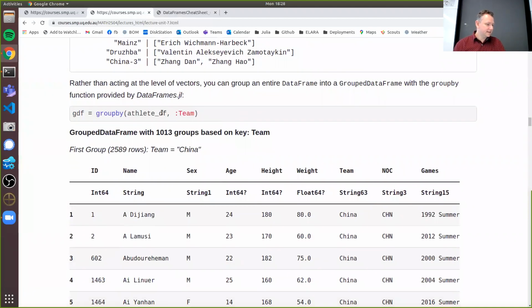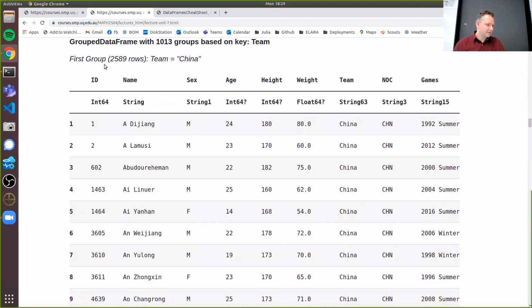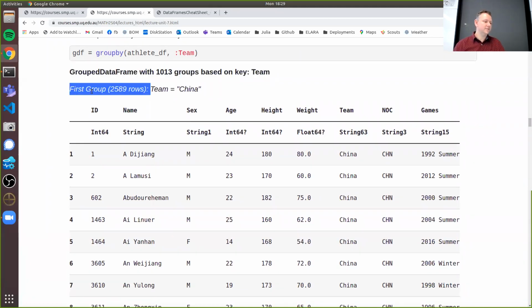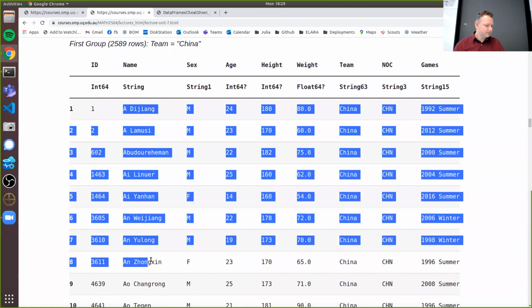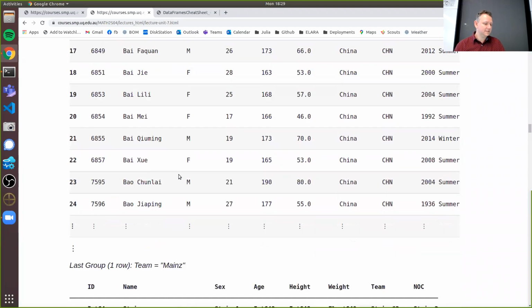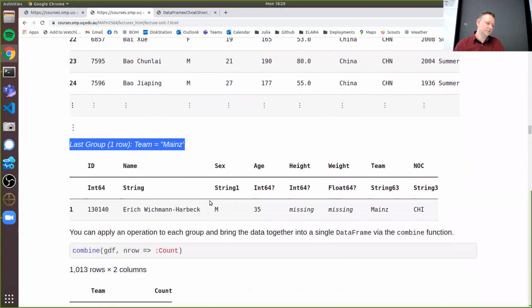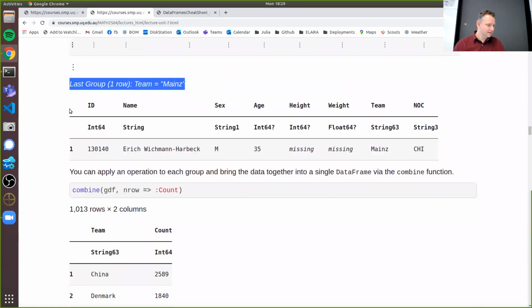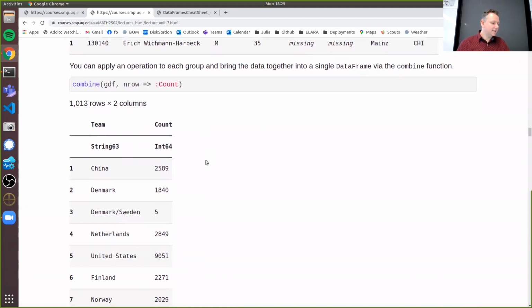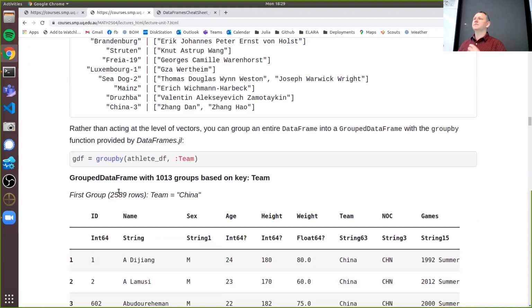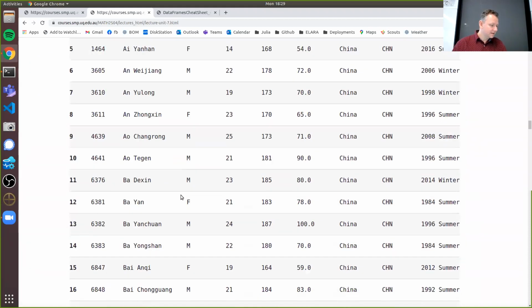So here we can group the athletes by team. And what it does is it's created a group data frame with 1,000 groups. Okay, the first group is China. Here are all the rows for the Chinese competitors. All right, there's a whole bunch of other groups, another 1,000 groups, and then the last group was called Mainz. It's interesting, Mainz had one competitor. This is called a group data frame. So it's like a collection of data frames, sub-data frames, right?